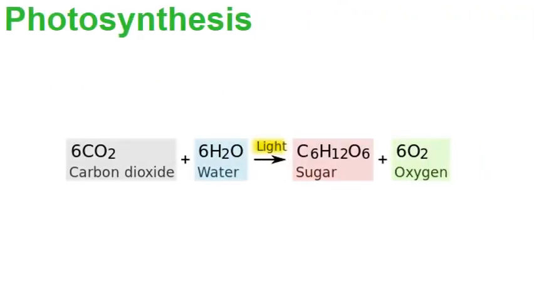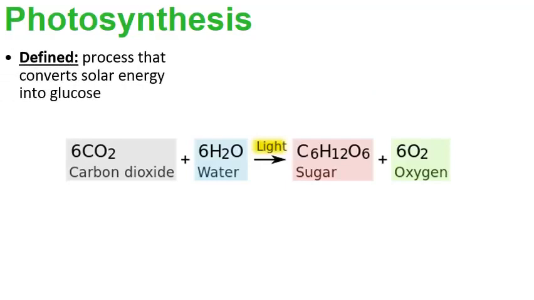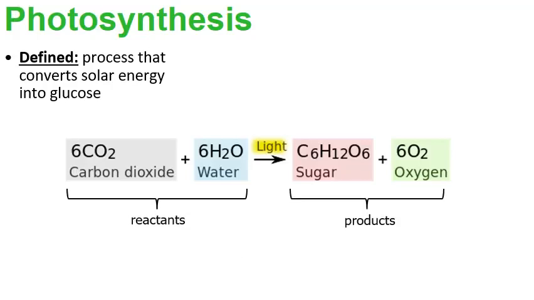So when we look at a general definition of photosynthesis, it's the process that converts solar energy into glucose. And this formula here outlines photosynthesis. And in the reactants, we have carbon dioxide and water. And in the presence of sunlight, we'll produce sugars such as glucose and oxygen.